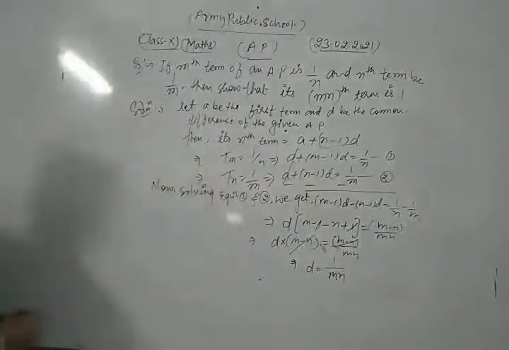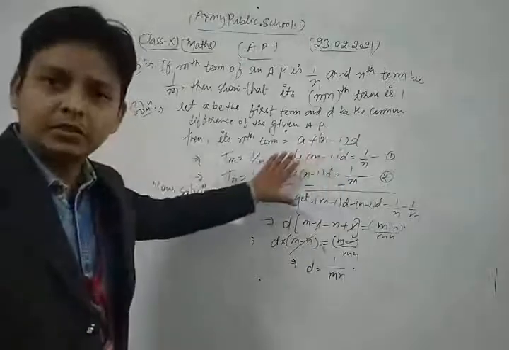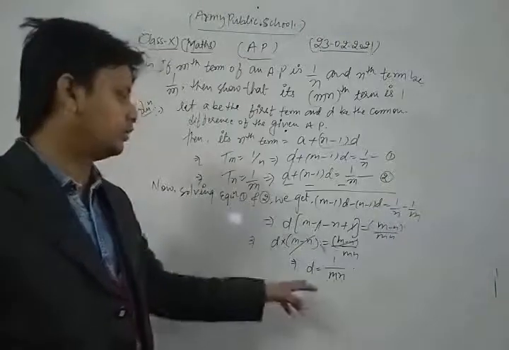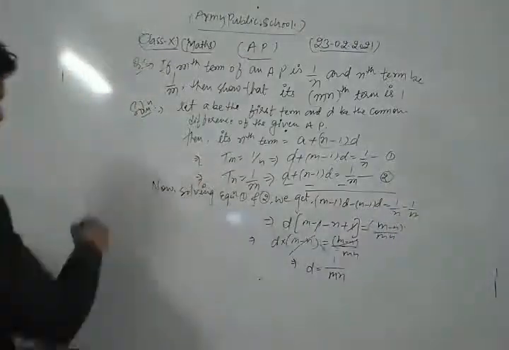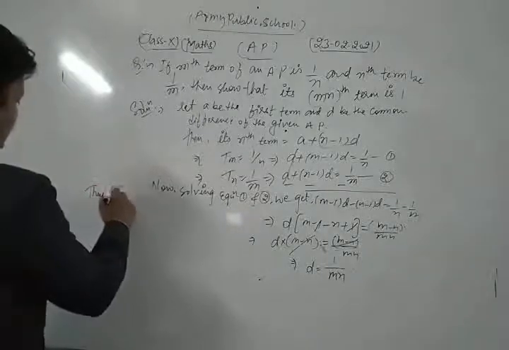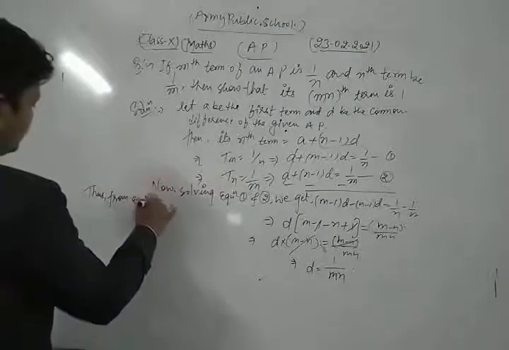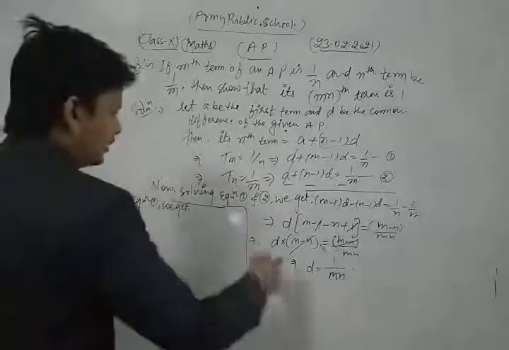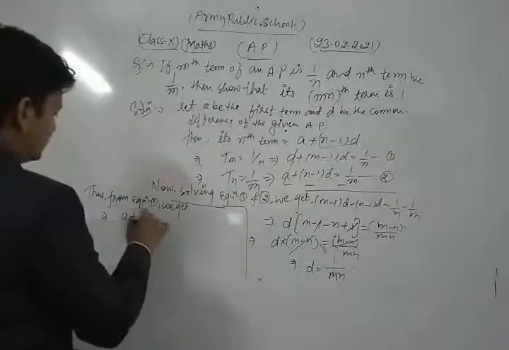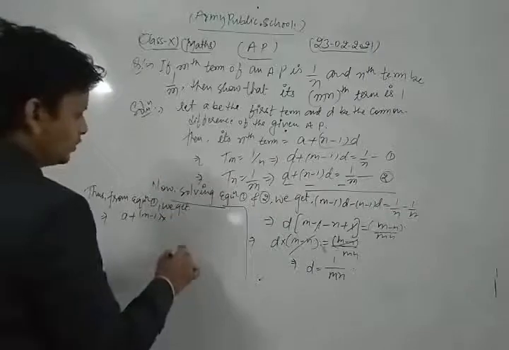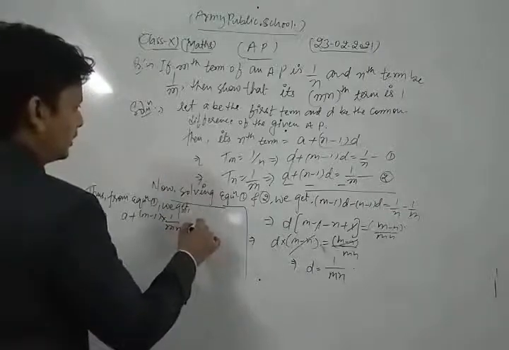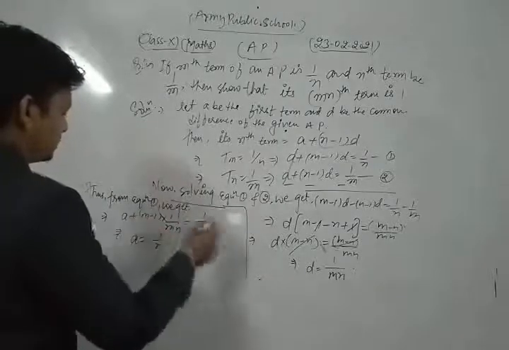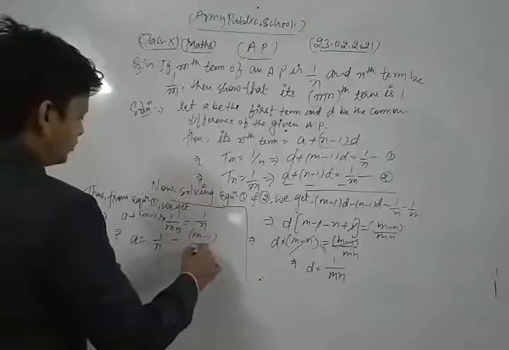Okay, dear students, after solving these equations, we find the value of d. Now we also find the value of a, so we put the value of d in equation 1. Thus from equation 1 we get a plus (m minus 1) into d is equal to 1 upon n. So a is equal to 1 upon n, transfer that side, minus (m minus 1) upon mn.